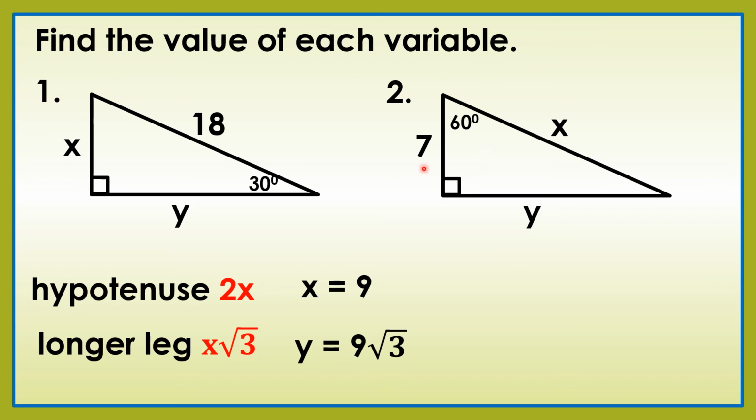Multiply lang natin ang 7 by 2. So, that is 14. Ang ating longer leg ay x square root of 3. So, substitution lang natin. Yung shorter leg natin dito ay 7. So, we will have now 7 square root of 3.